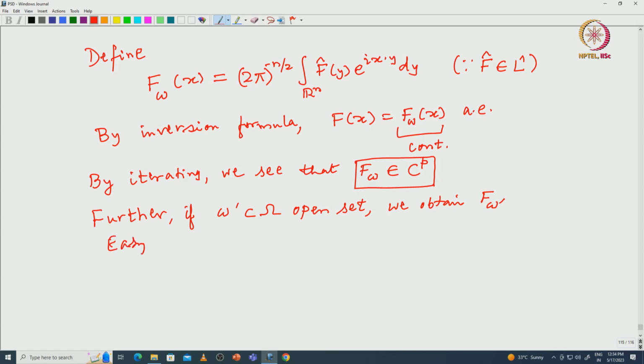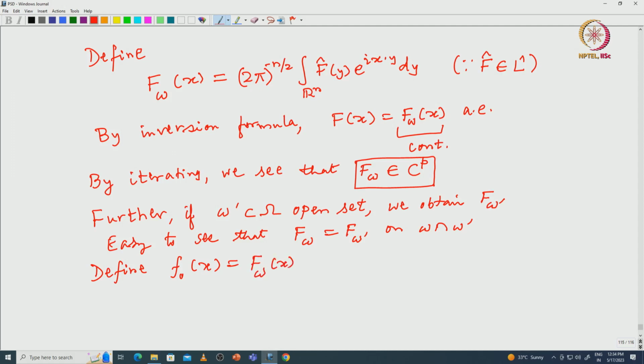But it is easy to see that they agree. Easy to see that f of omega is f of omega prime on omega intersection omega prime. Okay. So, this way we can just define f 0 of x as f of omega of x if x is in this open set.